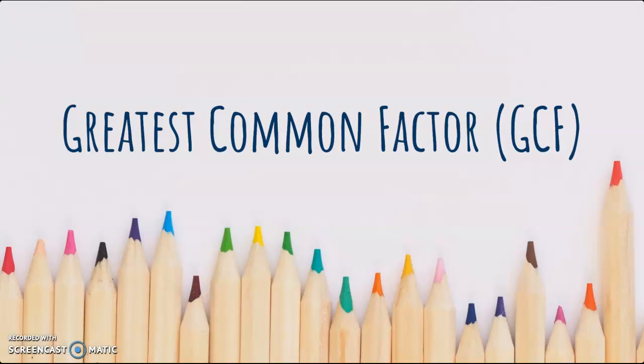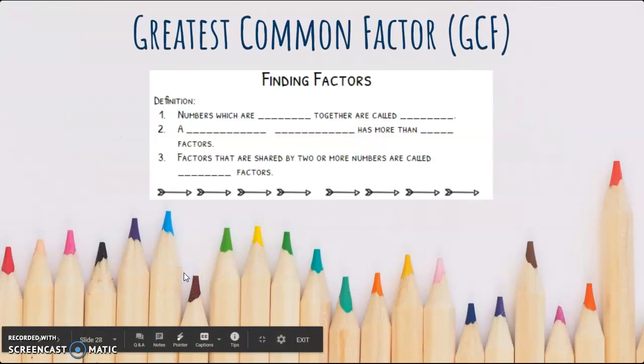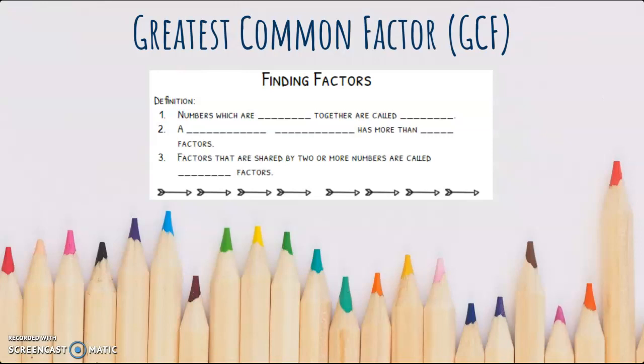Hi, today we're going to talk about greatest common factor, or GCF. So when looking at a greatest common factor, we have to first find factors. Numbers which are multiplied together are called factors. A composite figure has more than two factors. Factors shared by two or more numbers are called common factors.